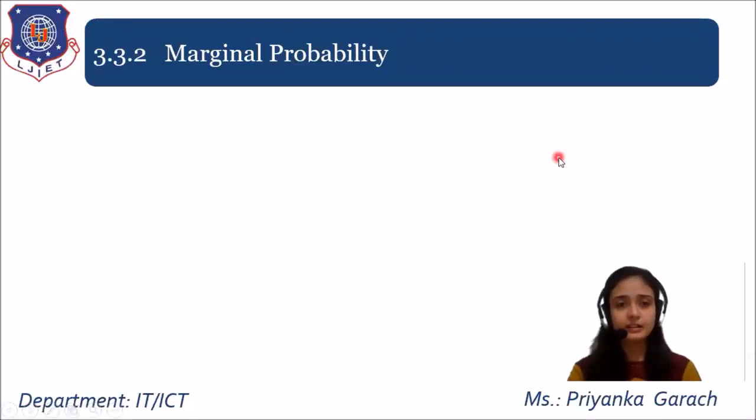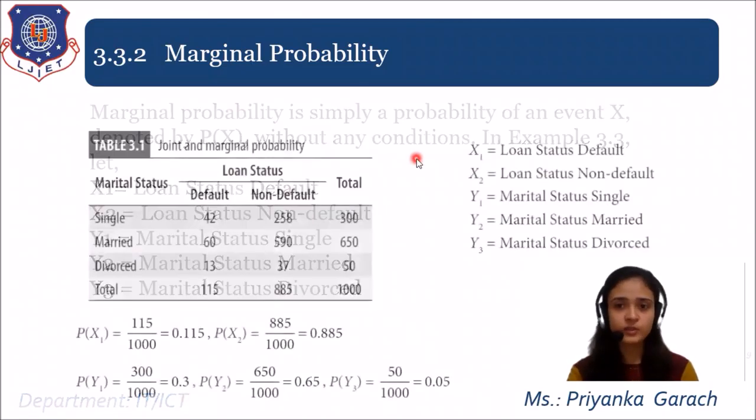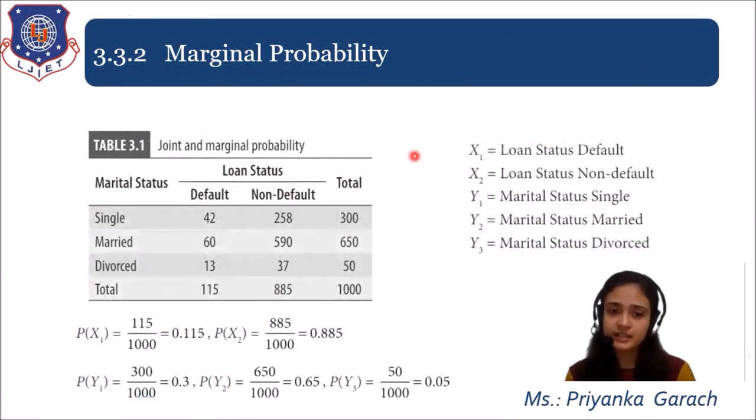So next comes the marginal probability. In the marginal probability, it is simple, a probability of an event X, which is denoted by P of X without any conditions. So let's see this with the help of an example. I'm taking the same table for the example, and I'm writing all these events like this, that is X1, X2, Y1, Y2, and Y3, where X1 is the loan status default. So how many total observations are there in the loan status default? This is my total value, that is 115.